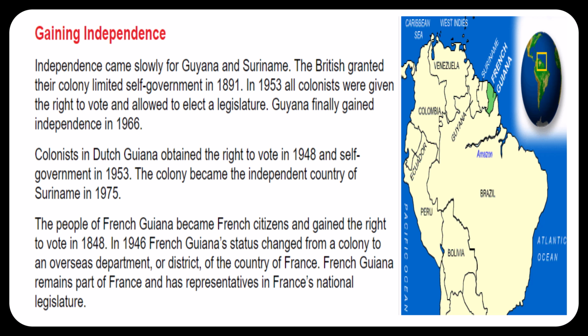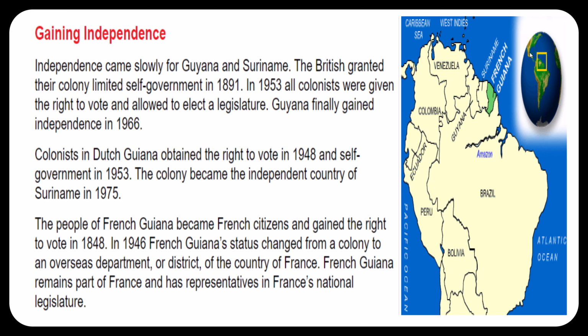The people of French Guiana became French citizens and gained the right to vote in 1848. In 1946, French Guiana's status changed from a colony to an overseas department, or district, of the country of France. French Guiana remains part of France and has representatives in France's national legislature.